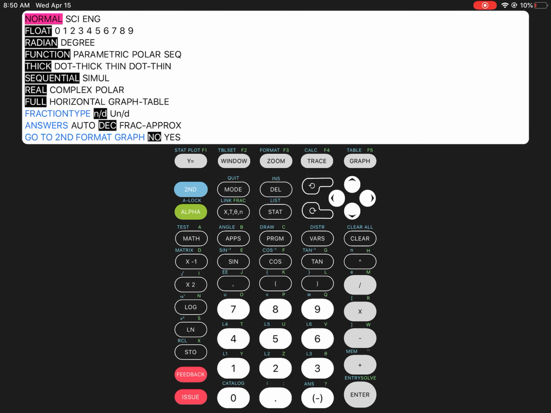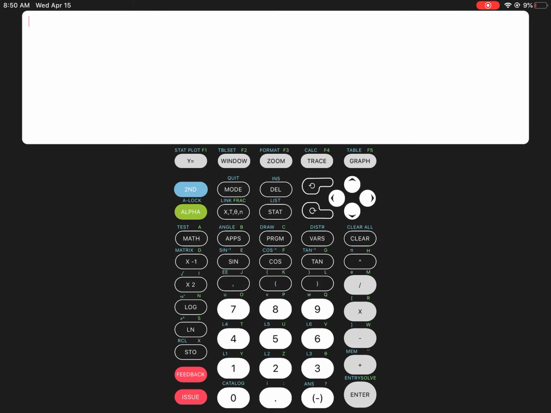Okay, so you hit mode. See here, I have radian highlighted, so I need to scroll down, scroll over to degree, and hit enter, because we want this to be in degrees because we're working with degrees. Then you hit second, quit.